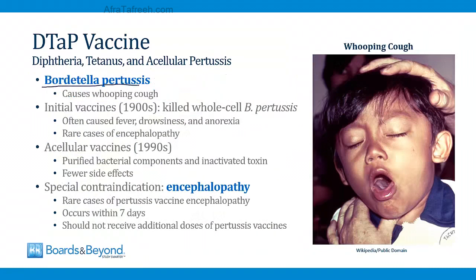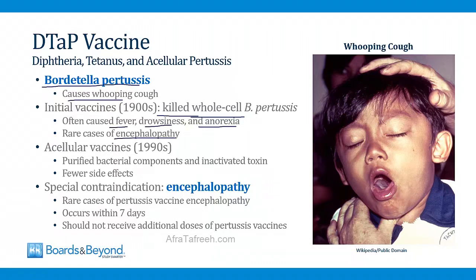Bordetella pertussis is the bacteria that causes whooping cough. And the initial vaccines against pertussis developed in the early 1900s were made up of whole bacterial cells of pertussis that had been killed. This version of the vaccine caused children to have fever and drowsiness and sometimes anorexia, and there were rare cases of encephalopathy.